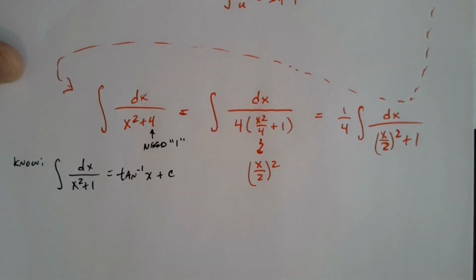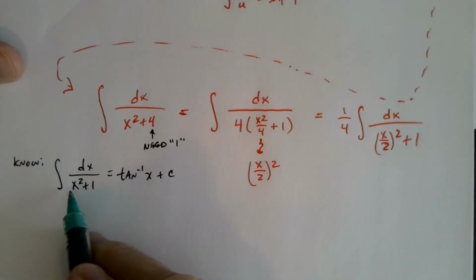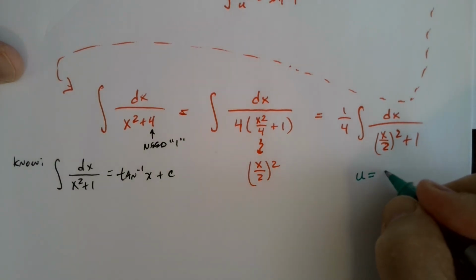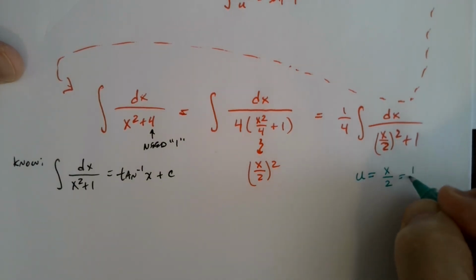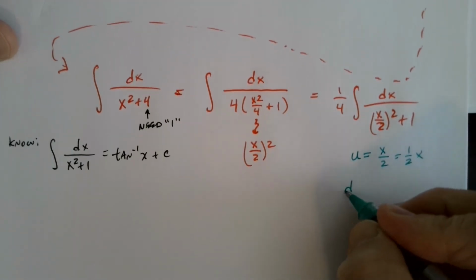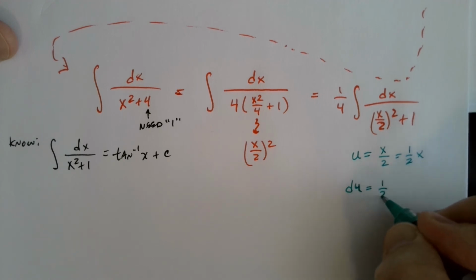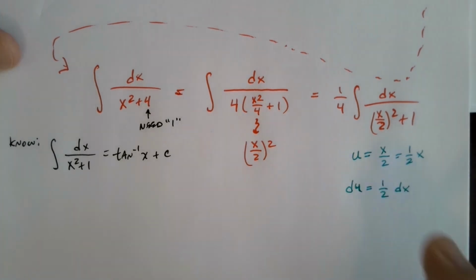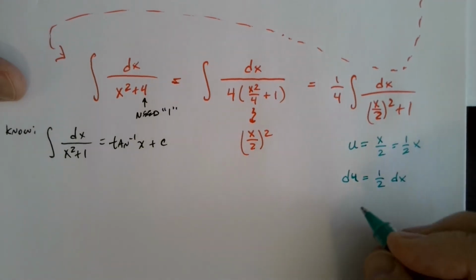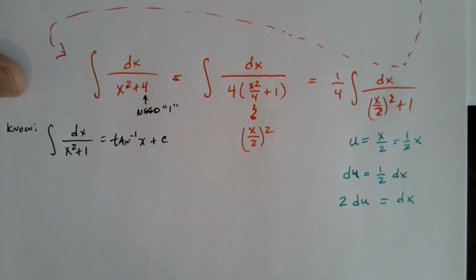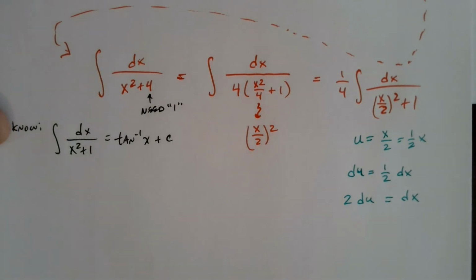Now I'm of the form, right, except I need a u substitution. So what do I need u to be? I need u to be x over 2, which again is just 1/2 x. And what's du then? The derivative of u with respect to x is 1/2, so du is 1/2 dx. I've got a dx here. Notice if I multiply both sides by 2, 2 du is dx.